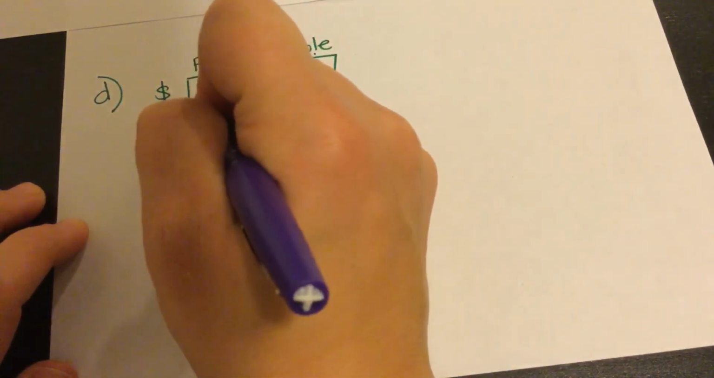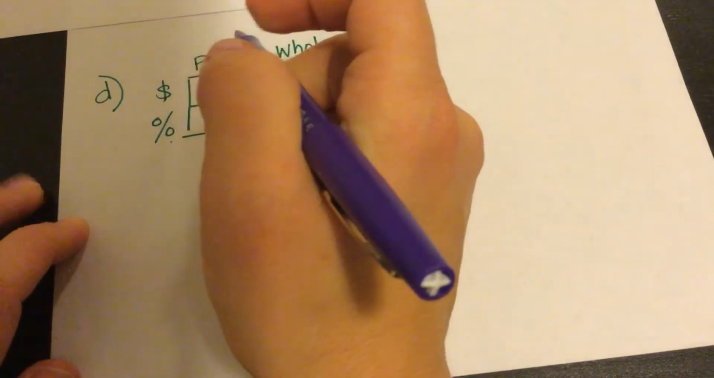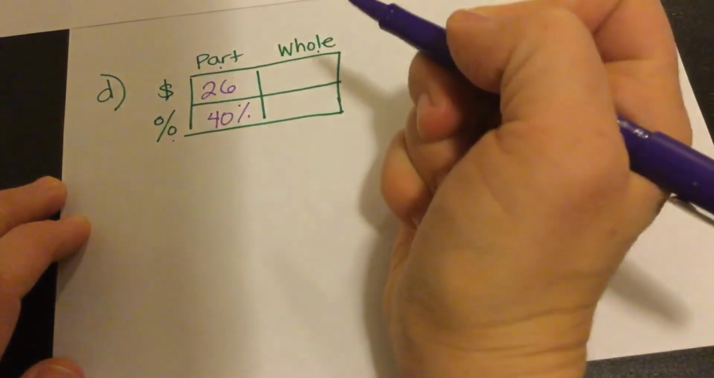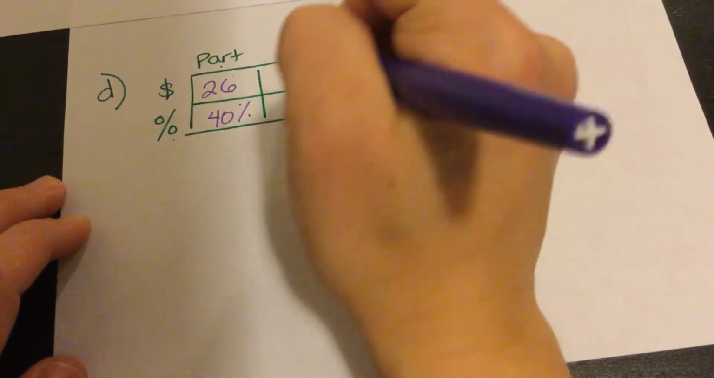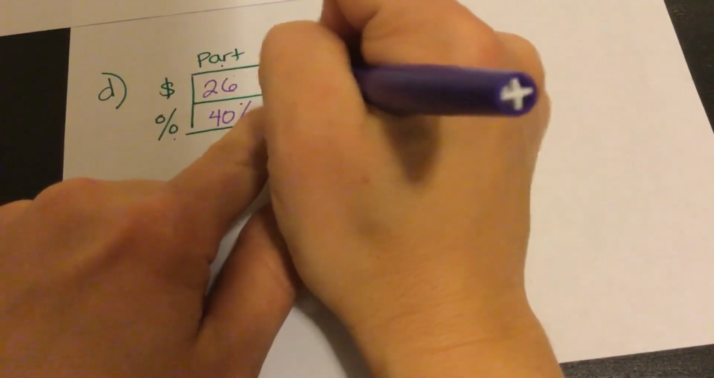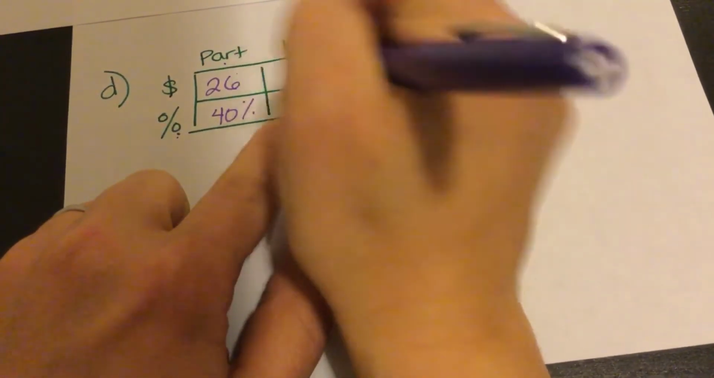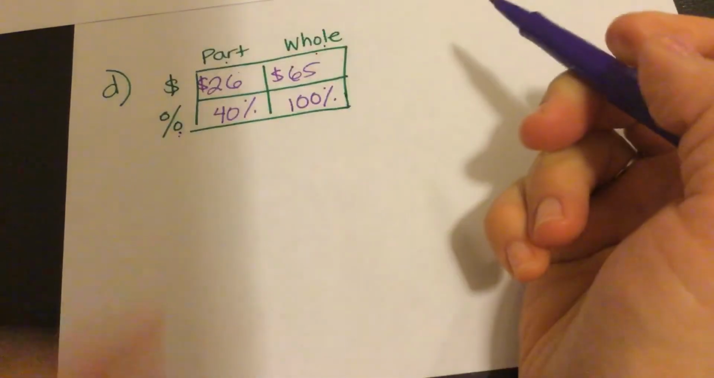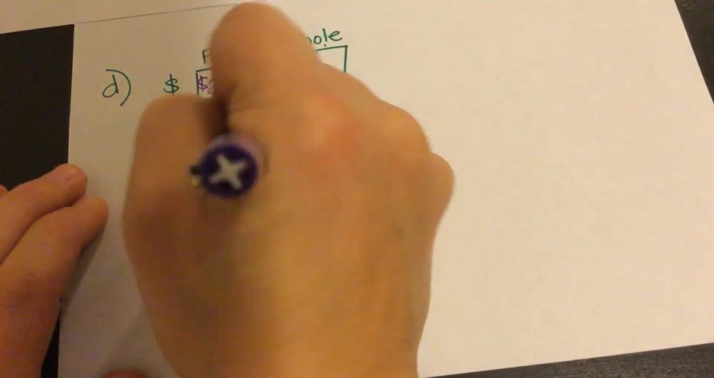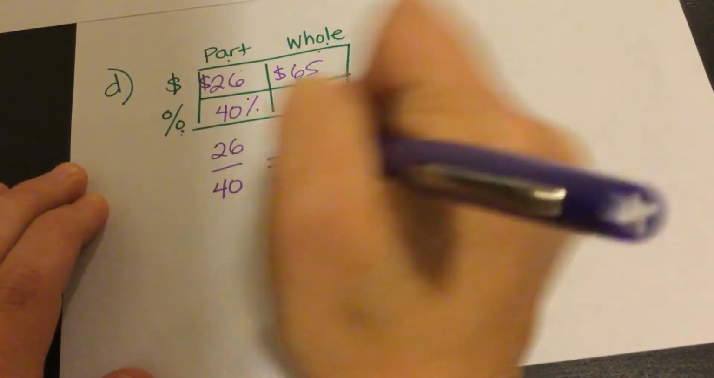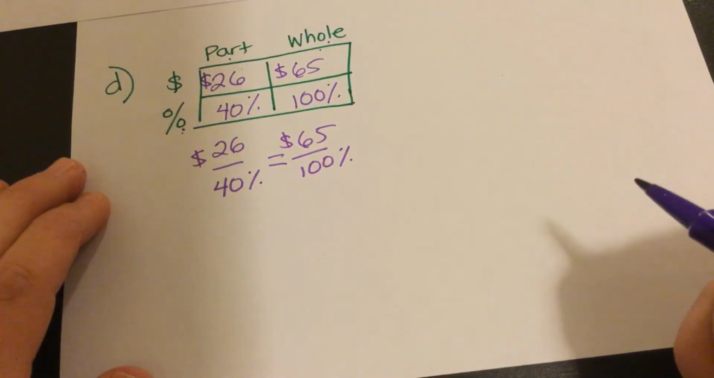So part of the price of the pants, which was the discount, was $26, and that was 40% off, if Marissa was correct. The whole price of the pants was $65, so I'm writing $65 in whole, and then the percent that all of the jeans would cost would be 100%. So I've lined up my proportion box, and this would be the same as writing the ratio 26 over 40 equals 65 over 100. Just a way to label it and make sure that everything is in the right spot.